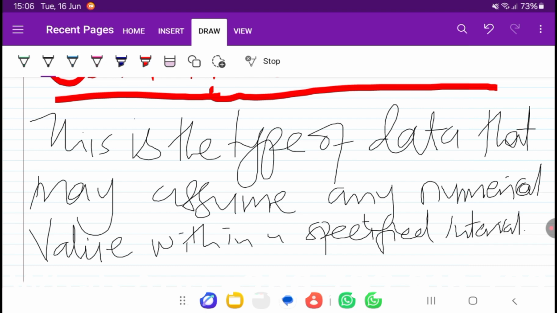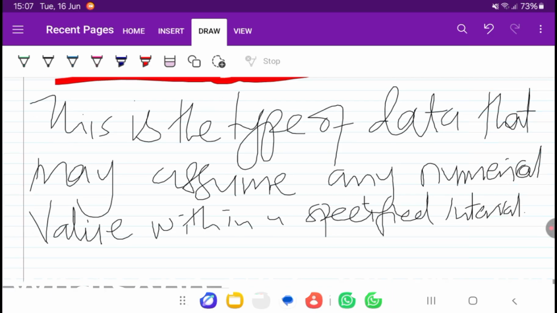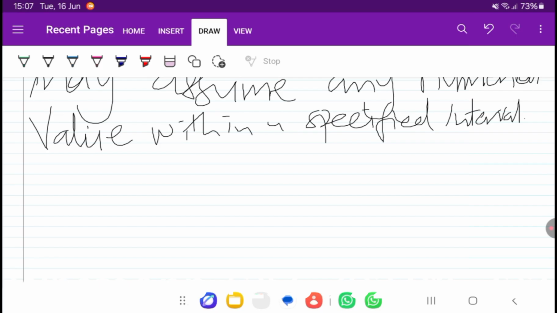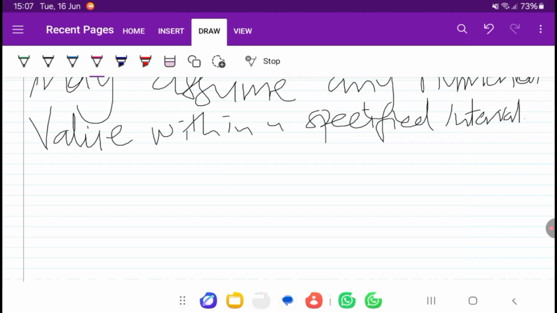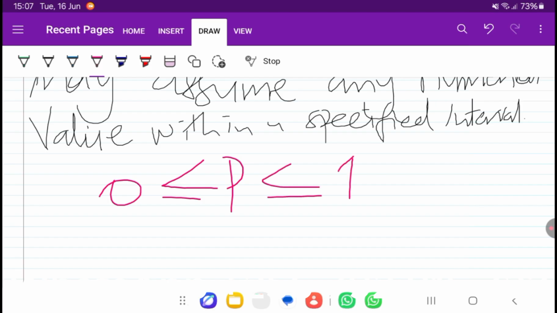Within a specified interval. So for instance, we can look at a good example: the probability axioms, the axioms of probability. We know that the probability of any event to occur always falls within this range. The probability can't go below 0, and it cannot exceed 1.